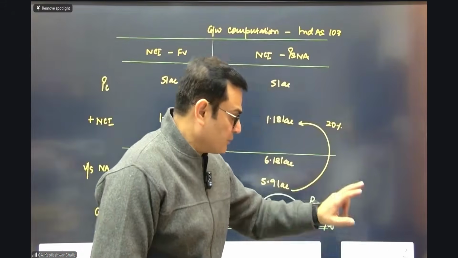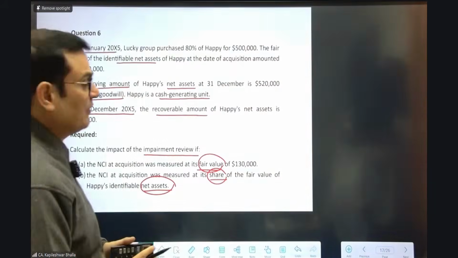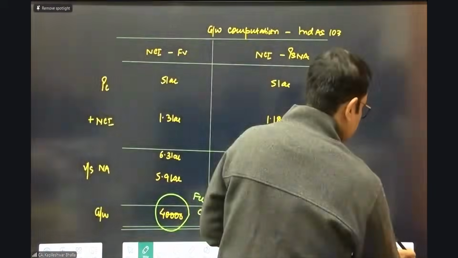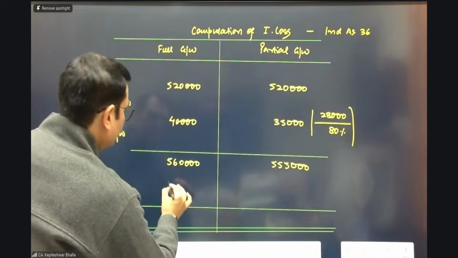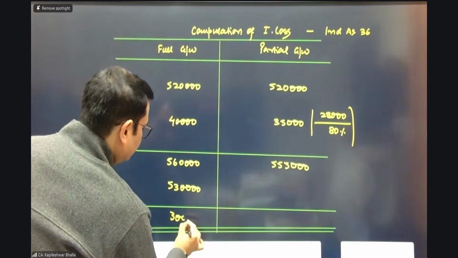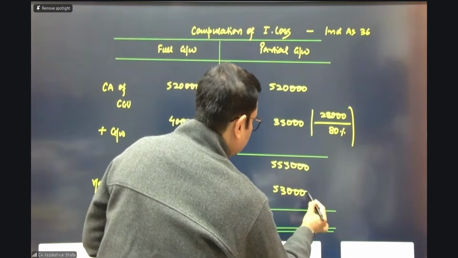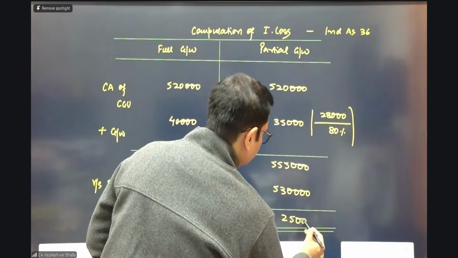Let's go back to the question. And I'm given the recoverable amount is supposed to be 5,30,000. So let's consider the recoverable amount is 5,30,000. So this impairment loss is 30 and this is also 5,30,000. This impairment loss is 25.